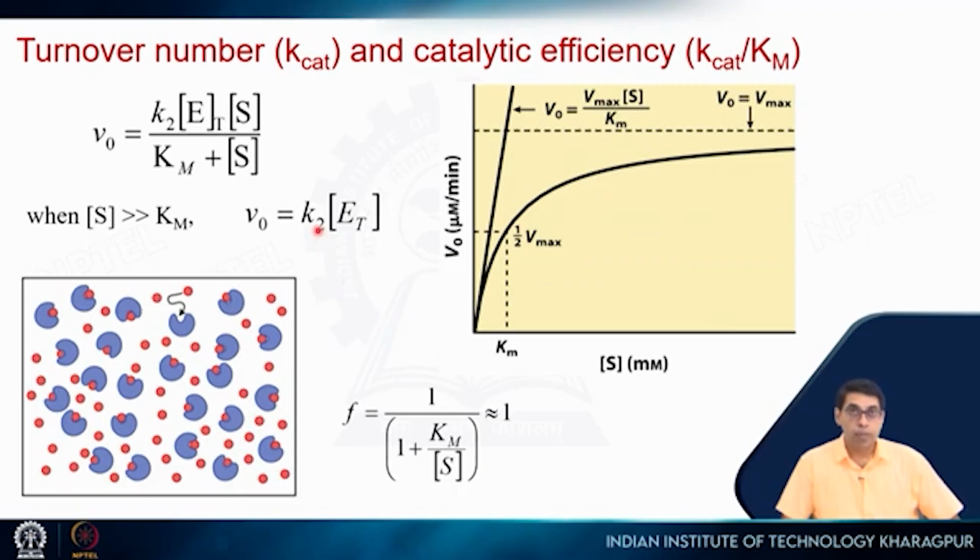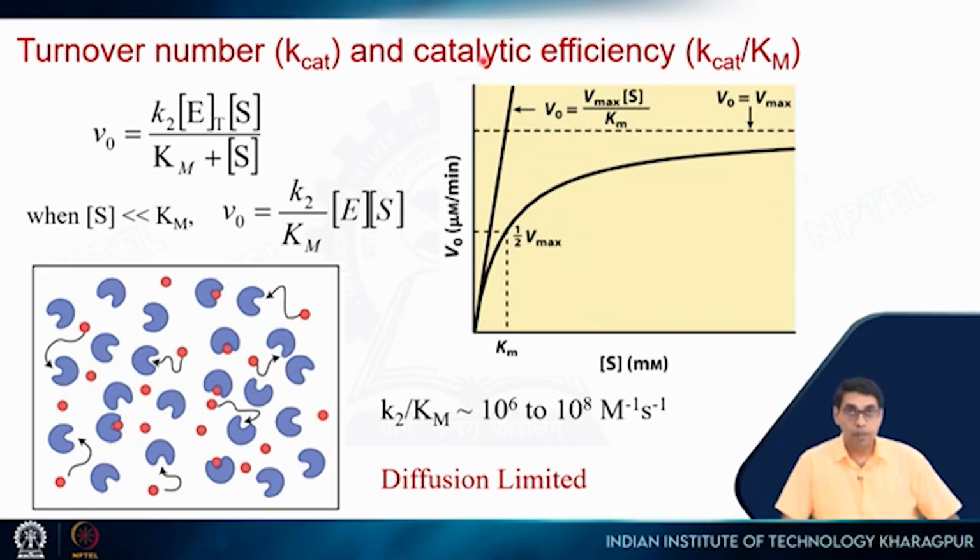This K2 is also referred to as Kcat, and that is the turnover number. If we look at this value, K2 will be V naught by E total, so the rate of product formation per mole of enzyme, right? It means that K2 gives a number of how many reactions happen per second per enzyme. That is why it is called the turnover number: this many reactions are happening per second per molecule of the enzyme or per mole of the enzyme.